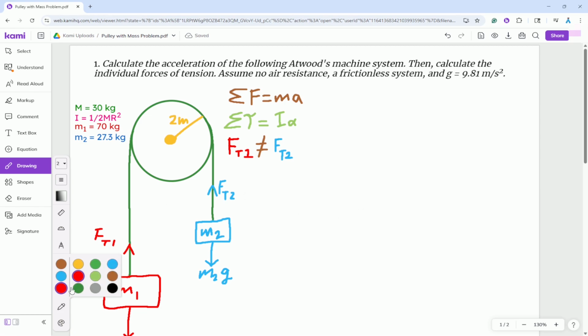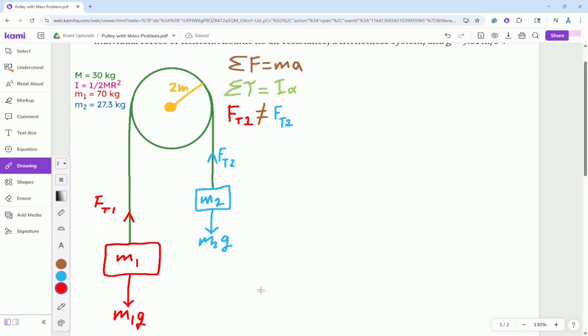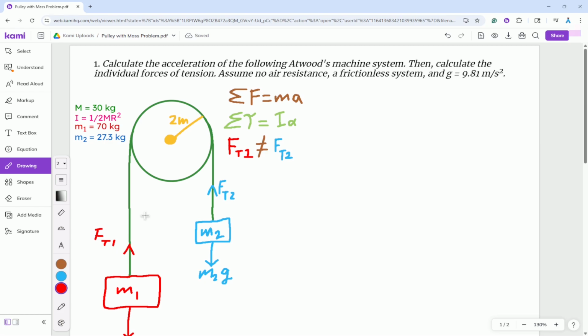But here's the thing. We can do this. Notice how, just by the numbers, M1 is obviously going to pull M2 down, just by the relative size, as best as I could draw. Now, M1 is going to pull down. There's actually just going to be a force of tension, still FT1 right here, and there is going to be an opposing FT2 right here.